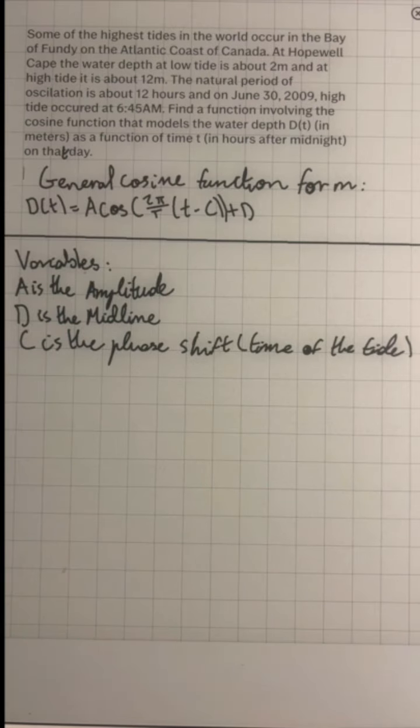So we can solve for our variables where A is the amplitude. The amplitude of a function is simply the maximum distance between its midline and its highest or lowest point. D is the midline, and the midline is just a horizontal line around which the wave oscillates. And C is just the phase shift, or the time of the tide.